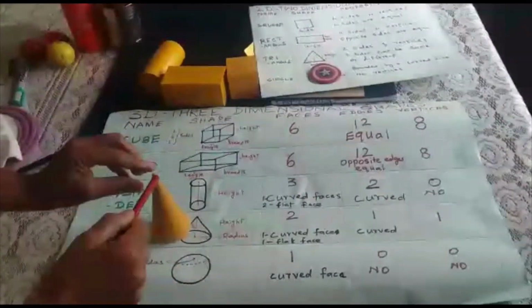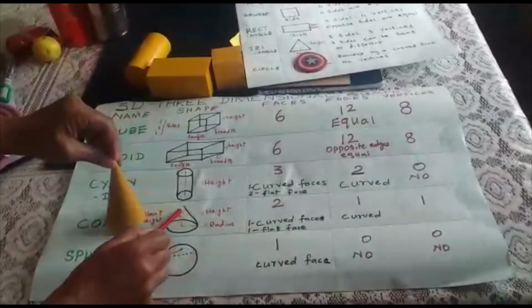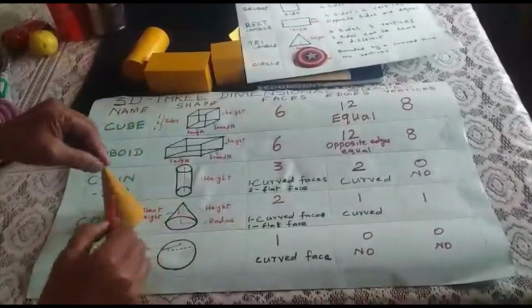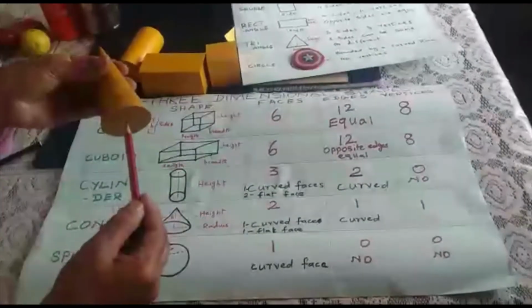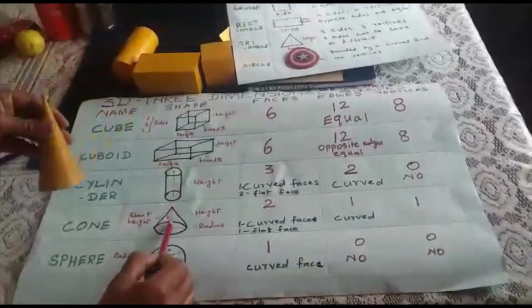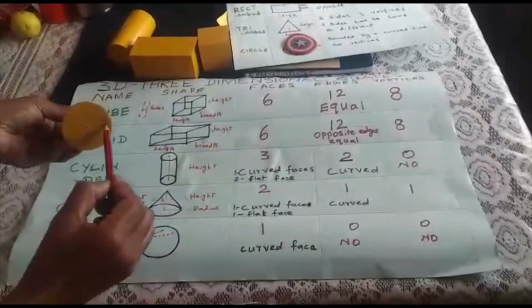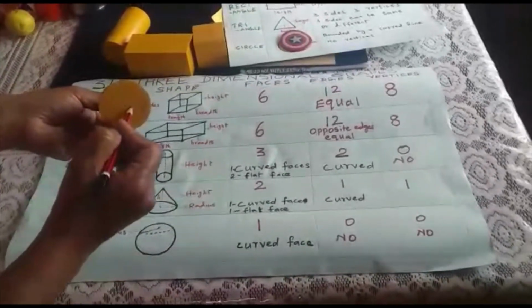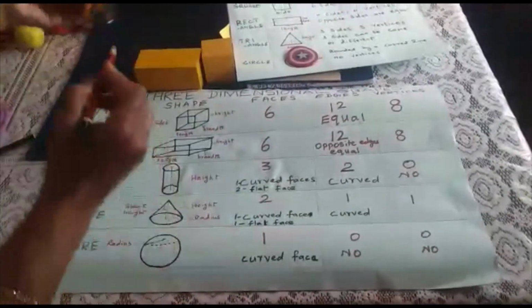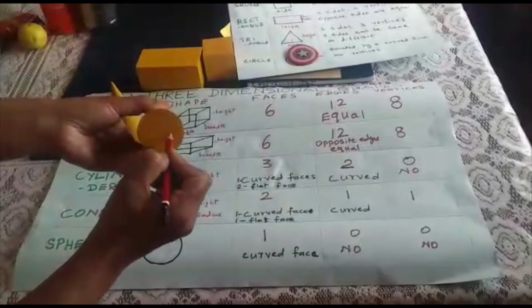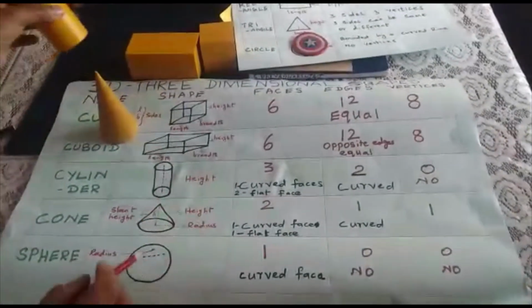And this slanting line is called the slant height. See, I have drawn the figure here. And from this point to the center here, if you join a straight line, that is called the height of the cone. And this is like a circular base. From the center to the circumference, this is called the radius of the cone. In a cylinder also we have radius. This is all about cone.